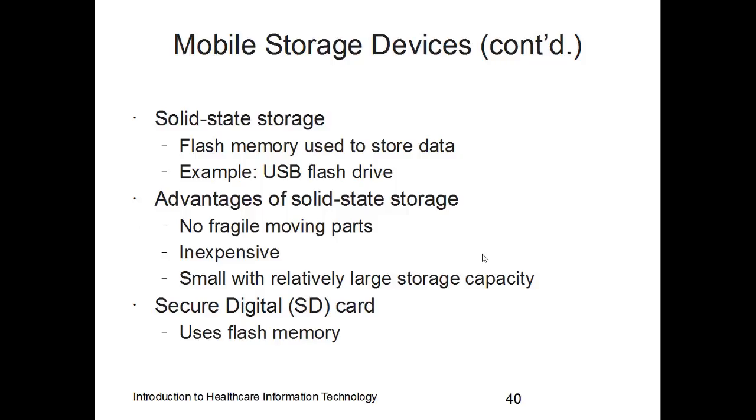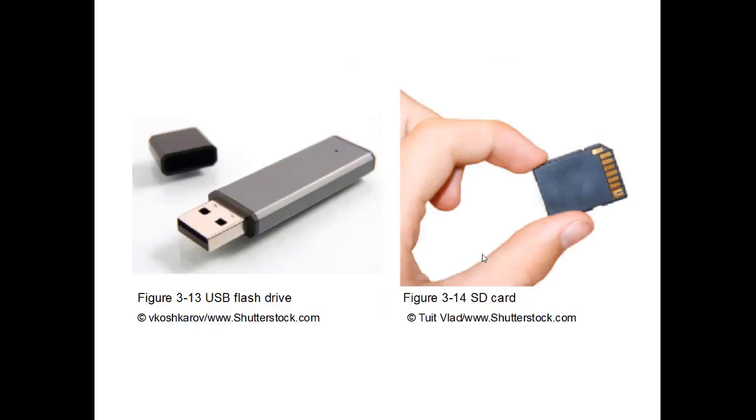A solid-state storage. This is flash memory used to store data. An example of this would be a USB flash drive. Now some advantages to this kind of storage device. There's no fragile moving parts, fairly inexpensive, and they're small with a relatively large storage capacity. An example of this would be an SD card, a secure digital card, and this uses flash memory. And here we have examples of a USB flash drive and an SD card. A flash drive, or a thumb drive as some people call it, an SD card. Both of these are examples of a solid-state storage device.